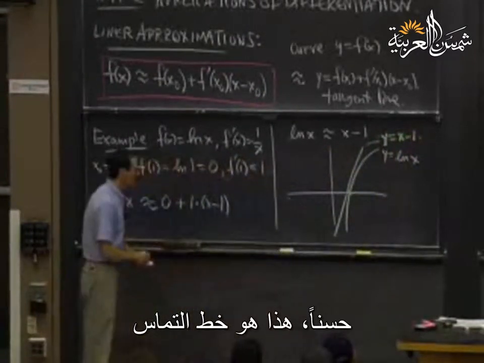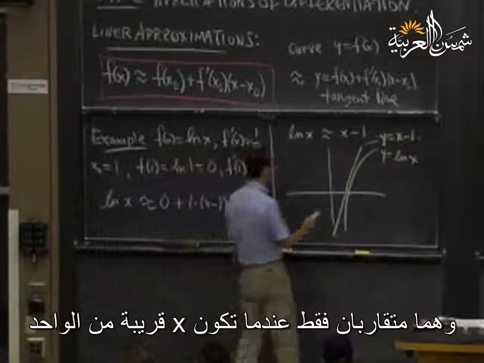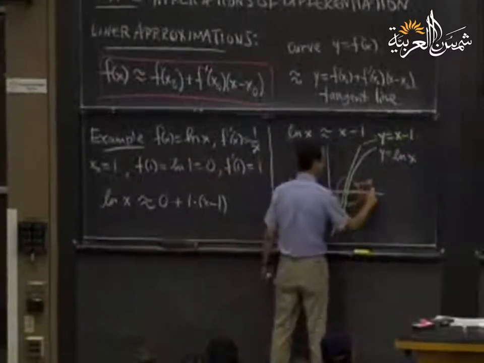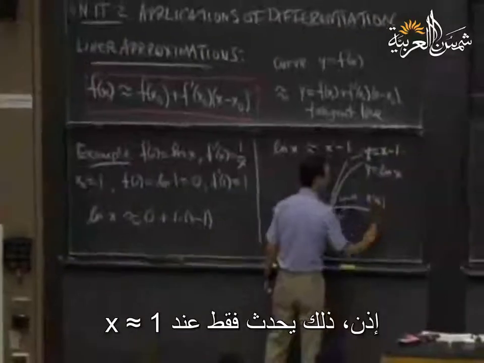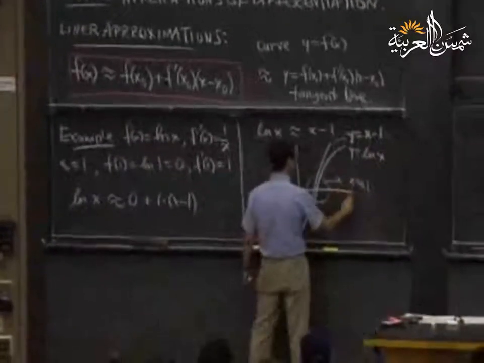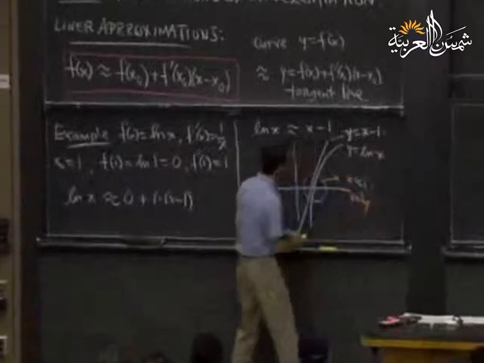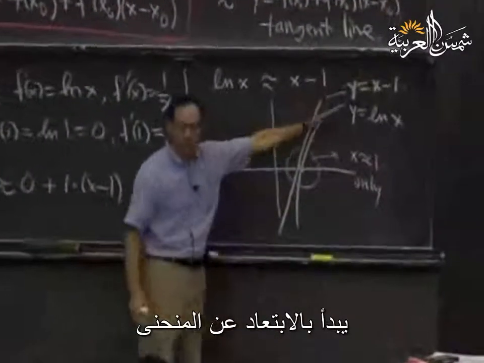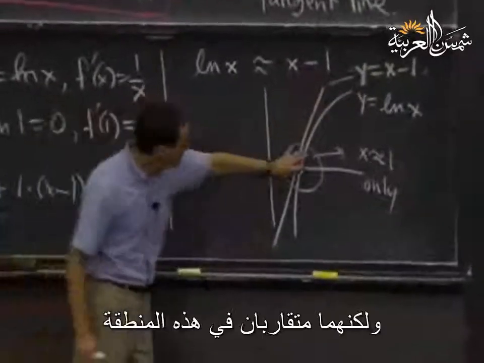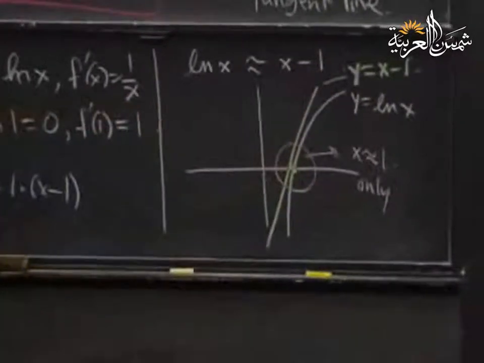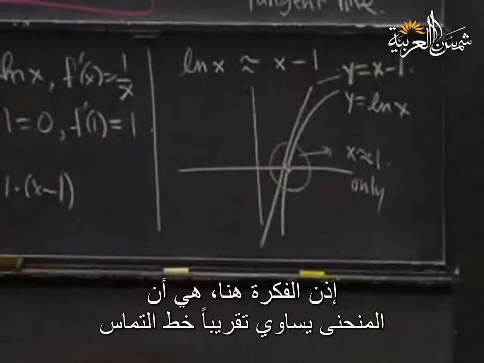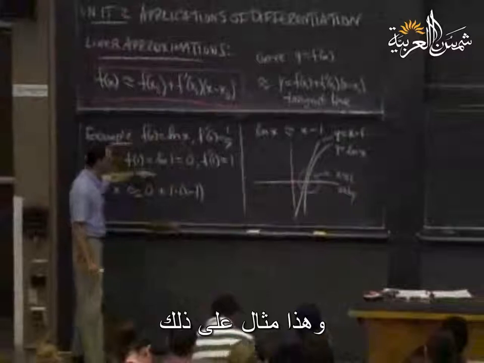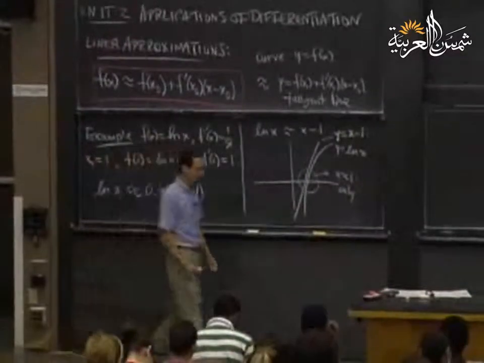Right, that's the tangent line. They're nearby only when x is near 1. So say in this little realm here. So when x is approximately 1, this is true. Once you get a little farther away, this straight line, the straight green line, will separate from the graph. But near this place, they're close together. All right, so the idea, again, is that the curved line is approximately the tangent line, and this is one example of it.